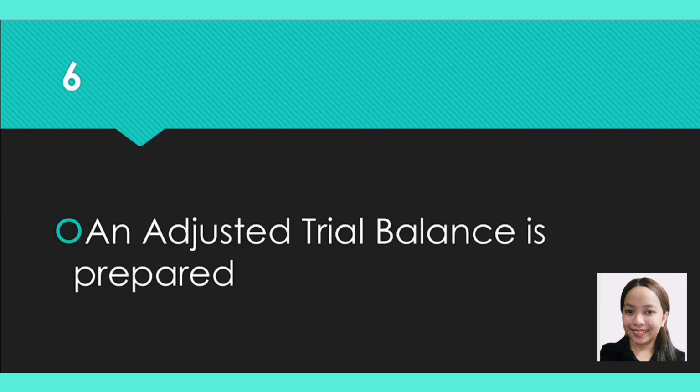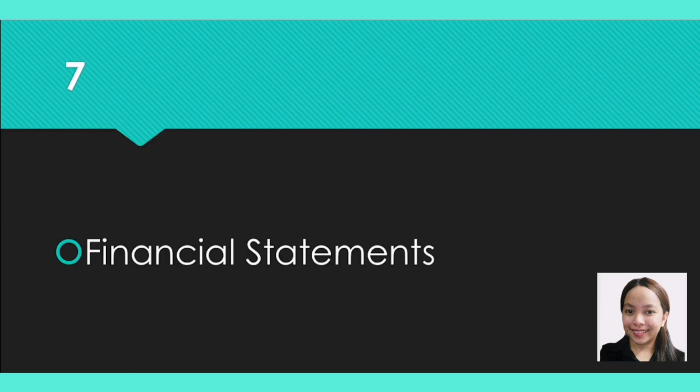Adjusted trial balance is a list of the balances of ledger accounts which is created after the preparation of adjusting entries. The step 7 is the financial statements. This is where the adjusted trial balance will be used to create financial statements such as the income statements, the balance sheet, and the statement of cash flows.